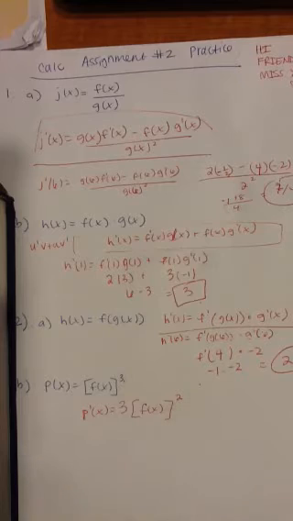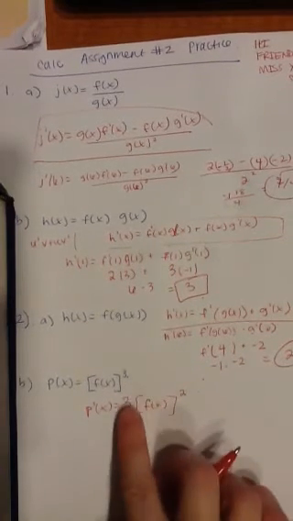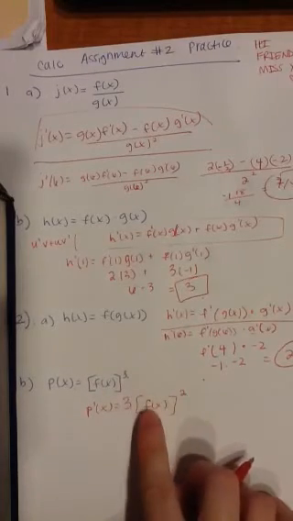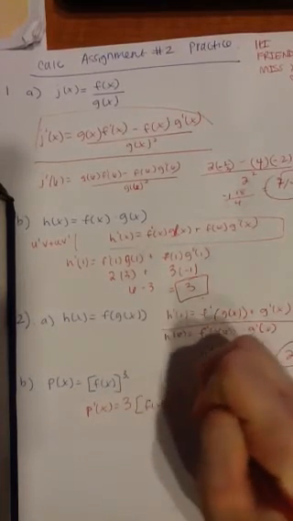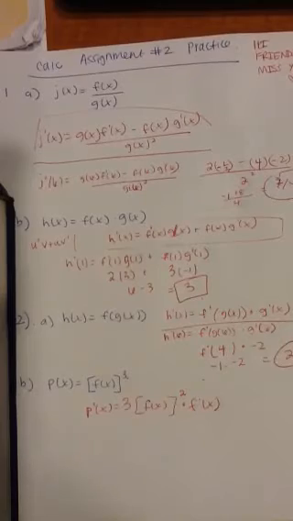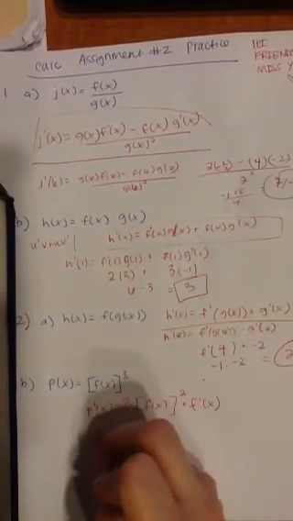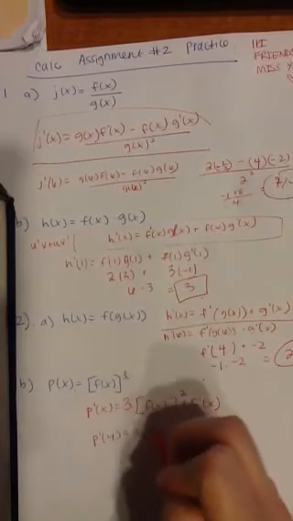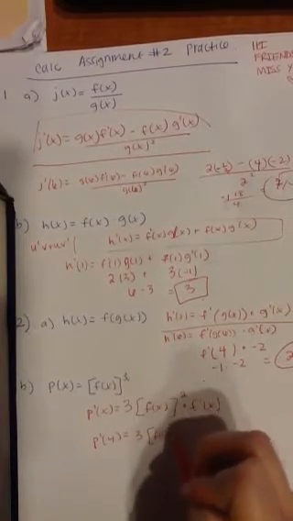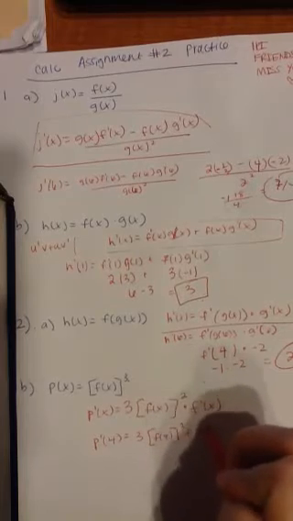Not the same as add 1, divide by that. That's antiderivative. This is the derivative. And I'm not done because I did derive the outside, left the inside alone, and then I multiply by derive the inside. And now I plug in at x equals 4, so p prime of 4 is 3 times f of 4 squared times f prime of 4.